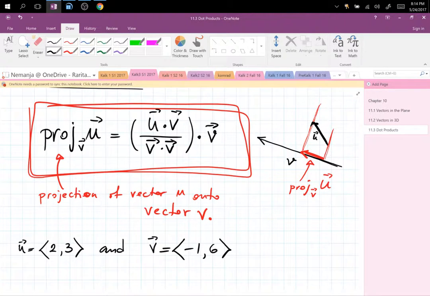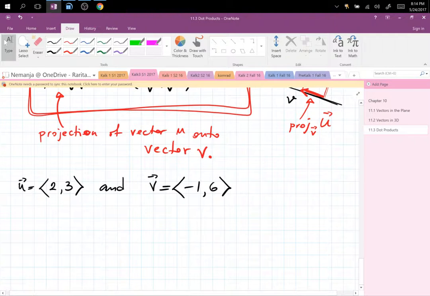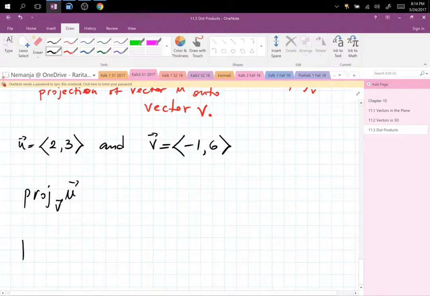Now I want the projection of u onto v, and I want the projection of v onto u.